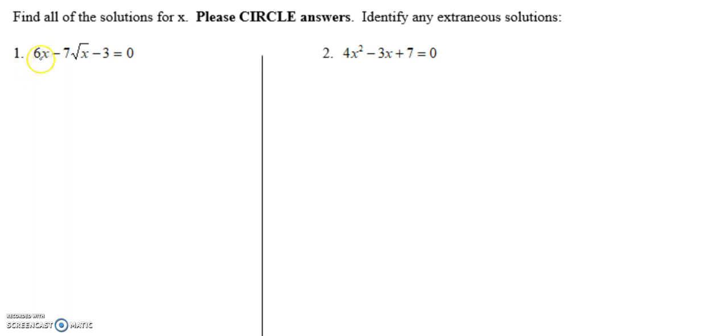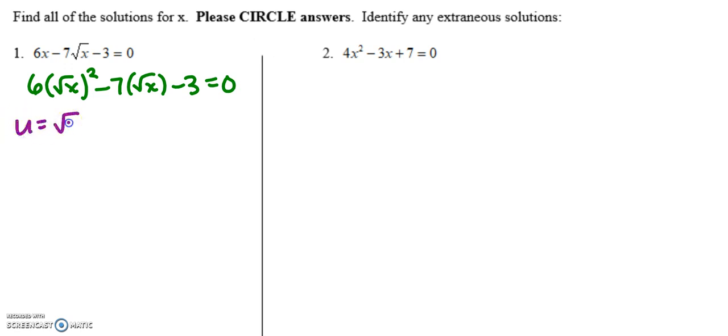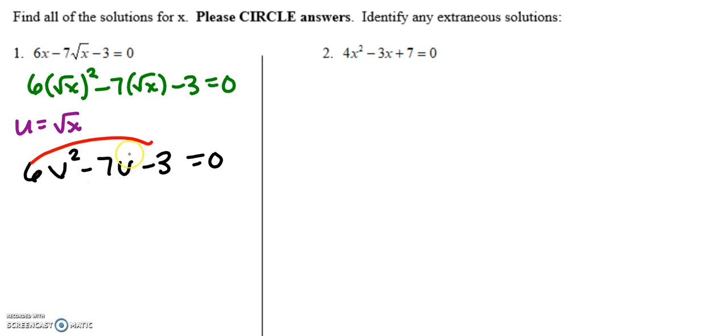I think in this case, it's best to recognize that what you have here really is 6 square root of x squared minus 7 square root of x minus 3 is equal to 0, in which case we could do a u substitution where u is equal to the square root of x. And now this becomes 6u squared minus 7u minus 3 equals 0. Just works out a little bit nicer. So things that multiply to negative 18 and add to negative 7 are going to be negative 9u plus 2u.